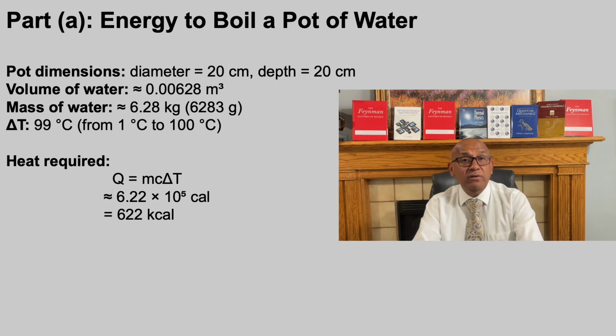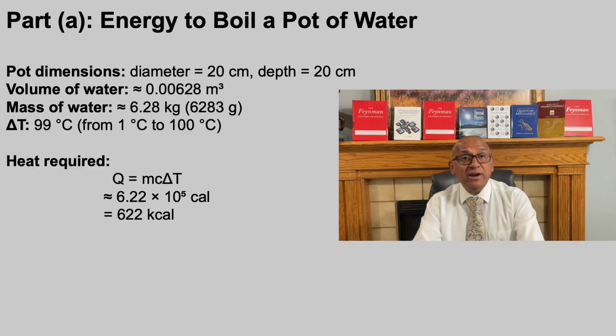Great. Now we will solve this problem step by step. Let us start with part A. How many calories are required to bring the pot of water from 1 degree centigrade to boil? The pot has a diameter of 20 centimeters and a depth of 20 centimeters. This gives it a volume of about 0.00628 cubic meters. Since the density of water is 1000 kilograms per cubic meter, the mass of the water is about 6.28 kilograms or 6283 grams.